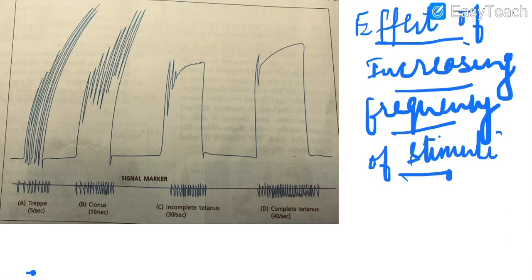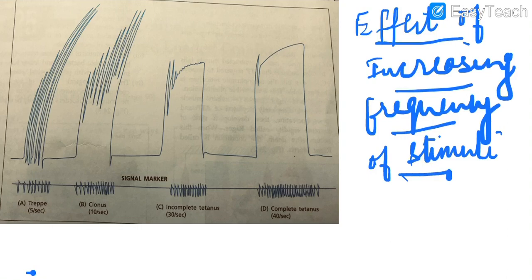Like tetanus, obviously we are getting the tetanus. The tetanus is generated over here. But before that, there are 3 more graphs, right? So this is the effect of increasing frequency of stimuli on skeletal muscle contraction. Like in the previous slide, we talked about the effect of 2 successive stimuli on the skeletal muscle contraction.